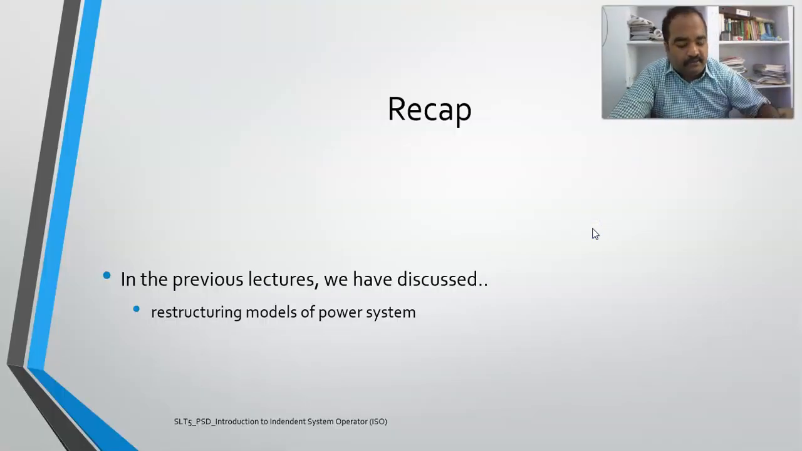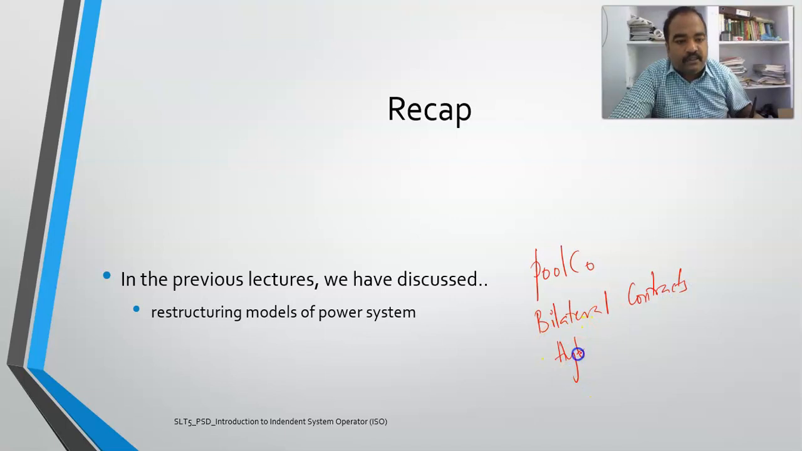In the last video lecture, we discussed the different restructuring models of power system. We went through the PoolCo model, the bilateral contracts model, and the hybrid model. And we have seen the role of ISO, independent system operator, in all of these models.